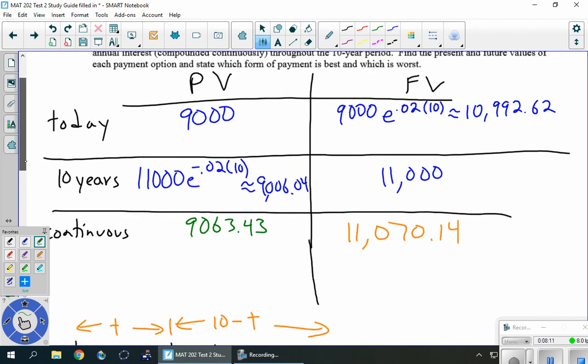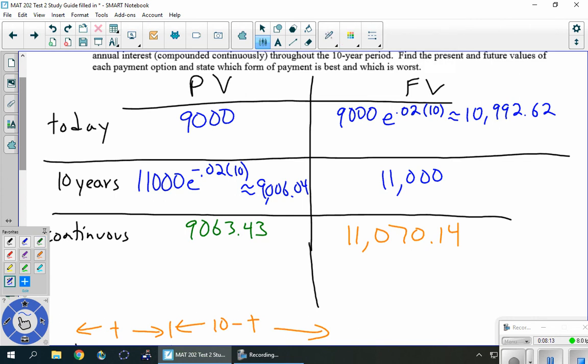And so then the question says, which of these options is the best and which is the worst? So we can either look at the first column or the second column. So in the first column, you could have $9,000 today, or $9,006 today, or $9,063 today. So clearly this one here is the best, and the 9,000 today is the worst. Or we could have looked at the last column. So 10 years from now, you could either get $10,992, or $11,000, or $11,070. And again, the bottom one is the best one, and the top one is the worst one. So it doesn't matter. You didn't need both columns to answer best or worst.